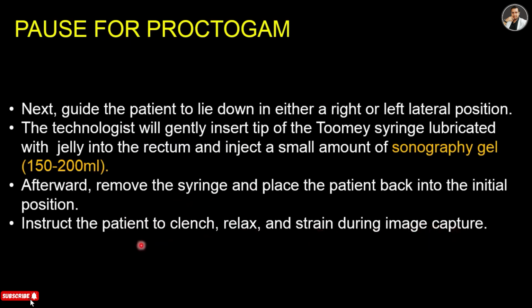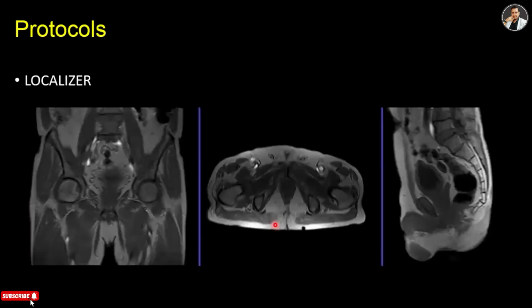So during defecation, there are some processes like clenching, relaxing, and straining. So I will discuss. And then again take a localizer as the patient moves during inserting the gel. So the localizer should be repeated, and coronal, axial, and sagittal images will appear.